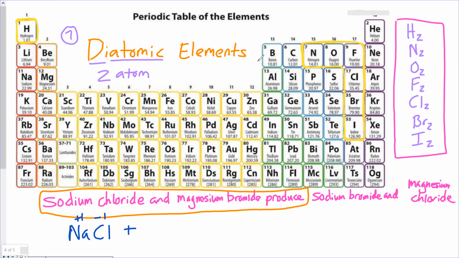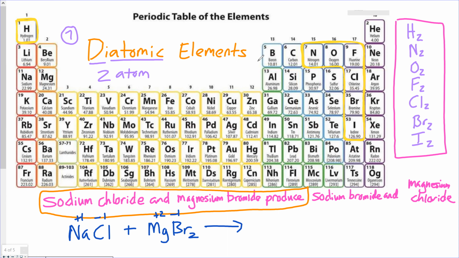Magnesium bromide. Some people told me magnesium bromide, MgBr. Looks good. 2, maybe. Excellent. People are picking up on their mistakes. Magnesium has a +2 charge. Bromine has a -1 charge. So this is actually MgBr2. That's what people are forgetting. Okay. Produces. There's my arrow.